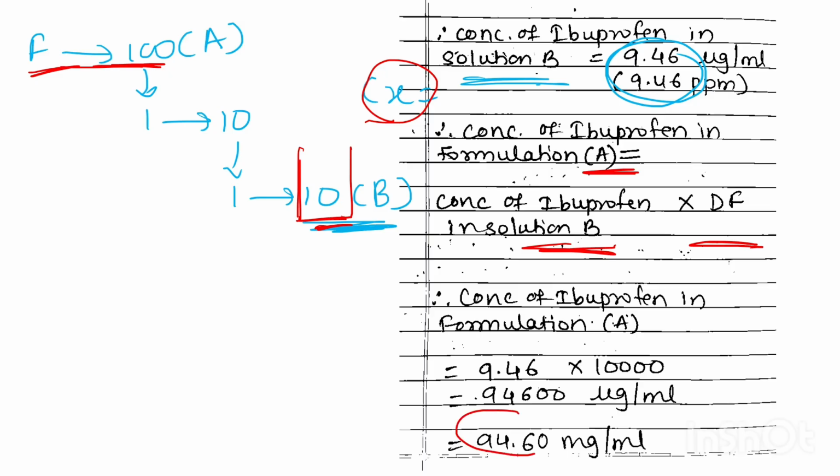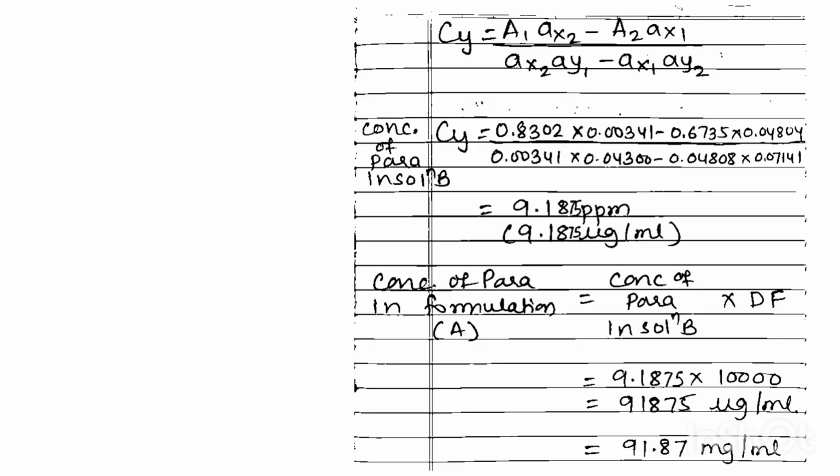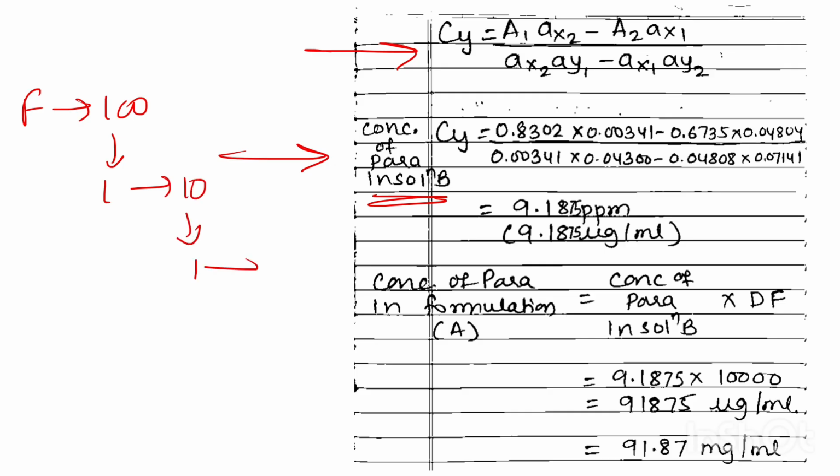Okay, so 94.60 milligrams per ml में we have just converted it. Same way CY के formula में we have just substituted everything. So CY क्या है? Concentration of paracetamol in solution B, बराबर ना? Solution B that is 1 to 10. Okay, ये B solution है और ये A solution है.